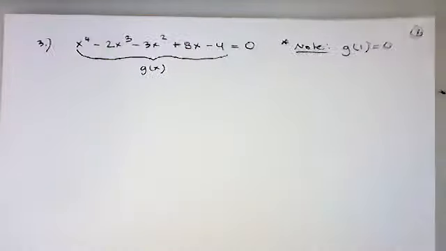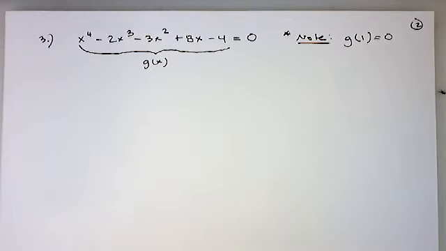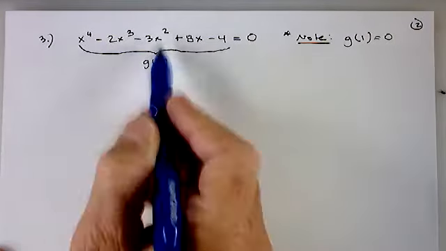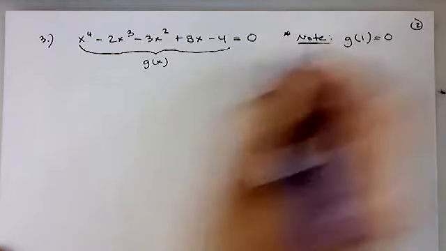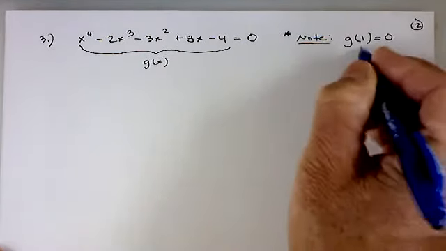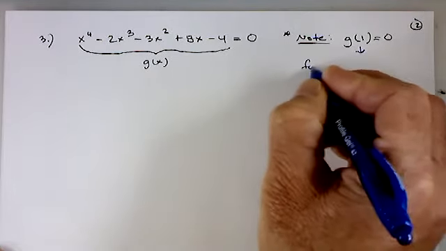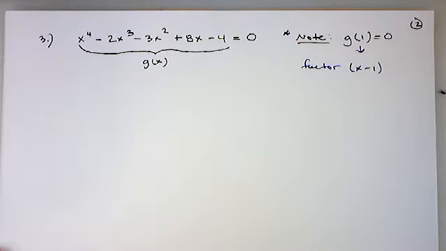Let's do one more. Here's a 4th degree polynomial now. Has 5 terms, so probably not going to try the grouping thing. But again, they gave us this hint. If we called this g of x, they told us that g of 1 is equal to 0, which means we know a factor has to be x minus 1.